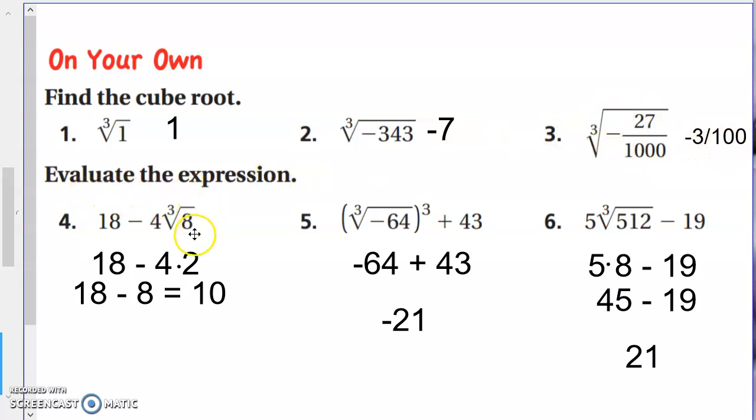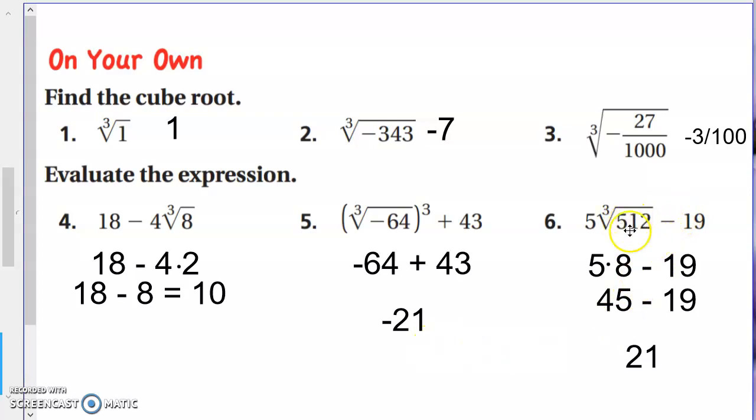Okay, evaluating the expression. The cube root of 8 should be 2. So then you have 18 minus 4 times 2. Well, 4 times 2 is, of course, 8. So then 18 minus 8 should give you 10. The cube root of negative 64 cubed is, of course, negative 64. Negative 64 plus 43, these have different signs, so I'm going to have to subtract and keep the sign of the bigger number. Gives me the answer of negative 21.